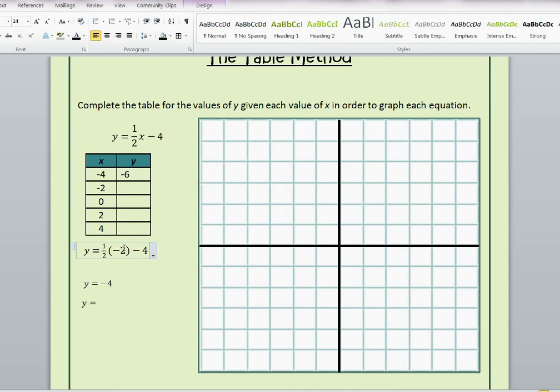I've got two fingers holding up. Hold on. Half of 2, yeah, that's 1. All right. So half of negative 2 is going to be negative 1. So we're going to put a negative 1 in there. Negative 1 minus 4 is going to give you negative 5.